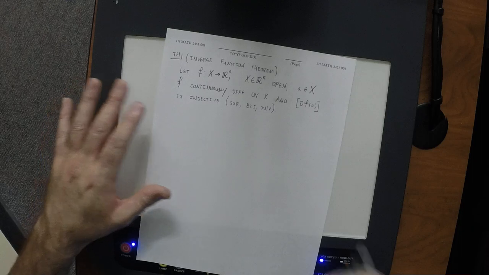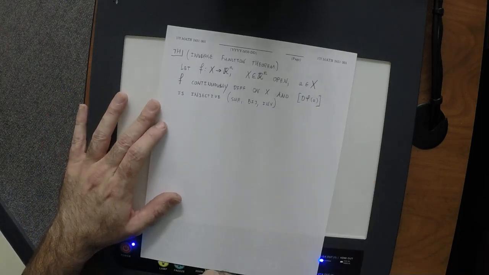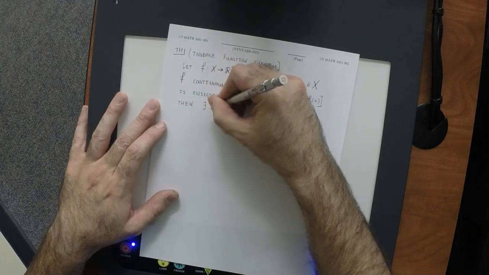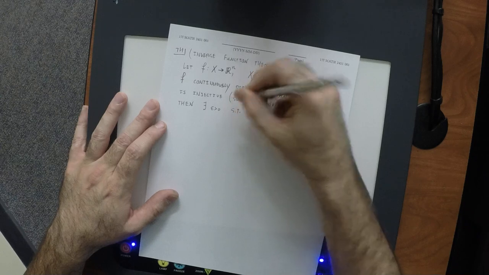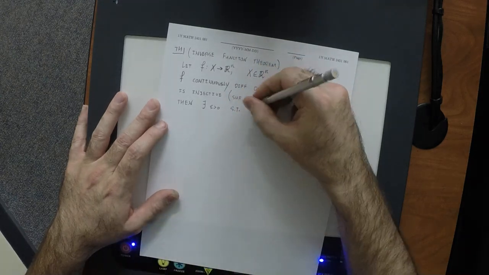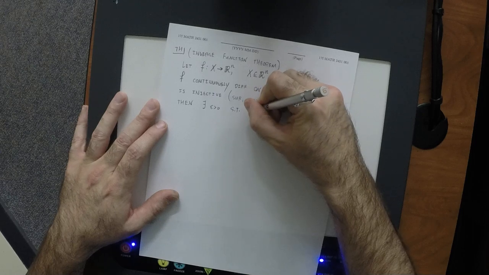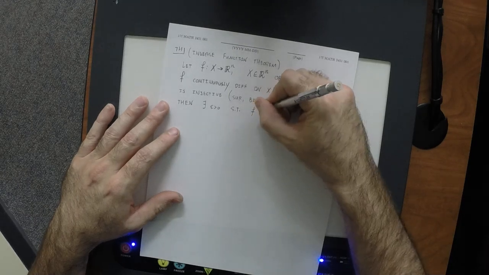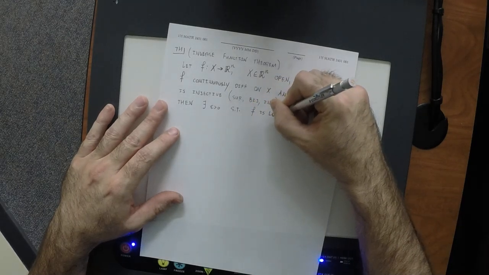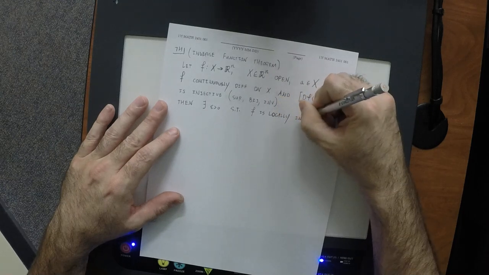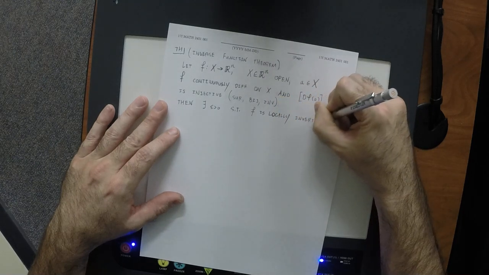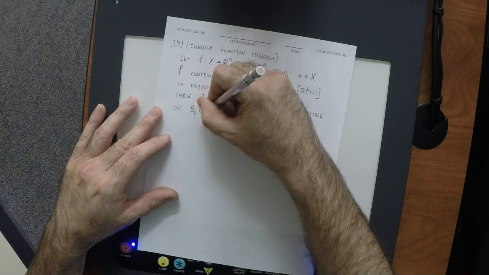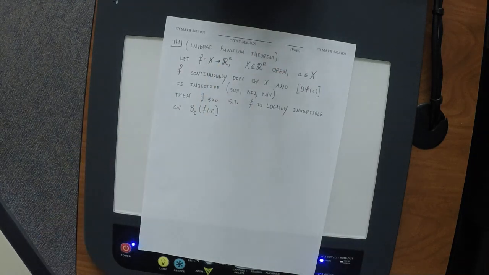The derivative is injective at A, because I'm specifically saying A. Then there exists an epsilon greater than 0 such that F is locally invertible on the ball of radius epsilon centered at F of A. So now this deserves a picture.